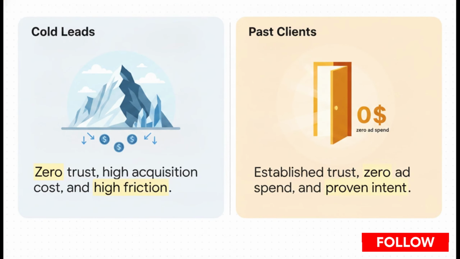Section 2. Contrasting audiences. And this brilliantly illustrates exactly why that huge cost difference exists. When you're dealing with cold leads, you are starting completely from scratch. There's zero established trust, the acquisition cost keeps climbing every single day, and the friction to get them to convert is incredibly high. On the flip side, look at past customers or dormant leads. They've already cleared that biggest hurdle. They trusted you with their money or their attention once before. Because you have zero ad spend required to reach them, and they've already proven their intent, the barrier to booking them again is just drastically lower.